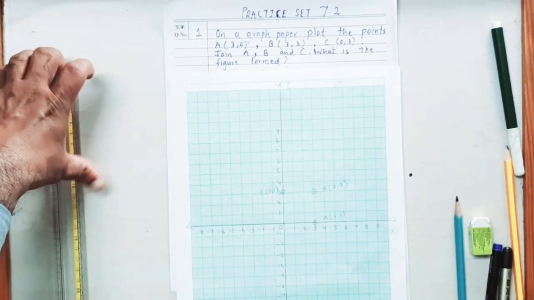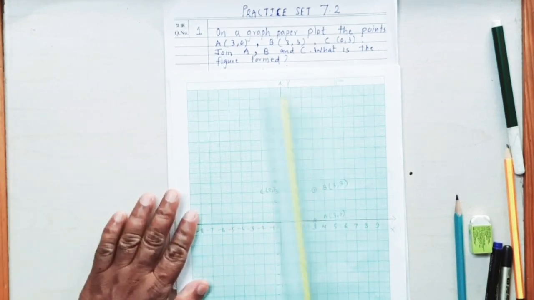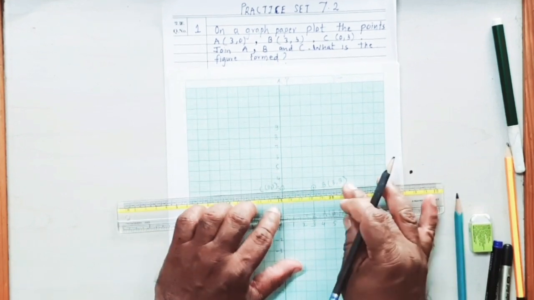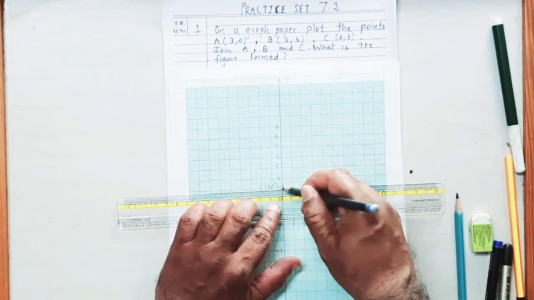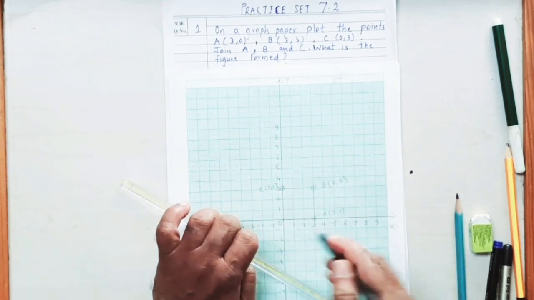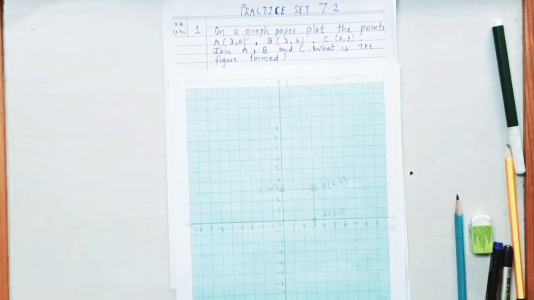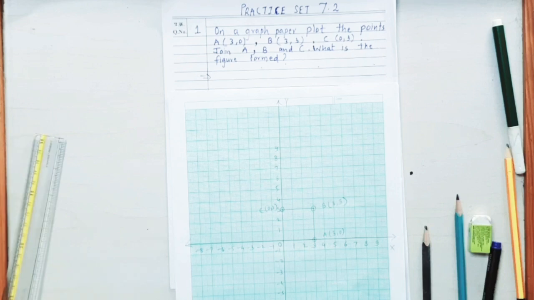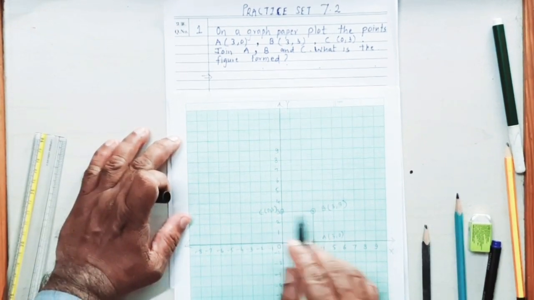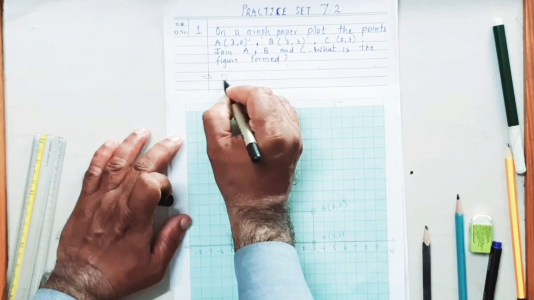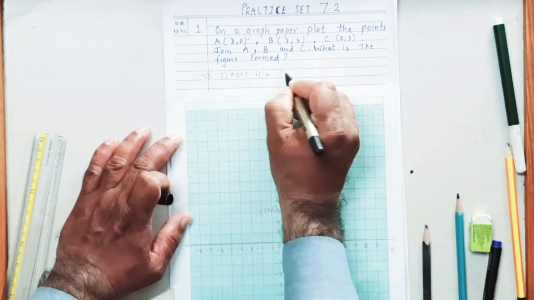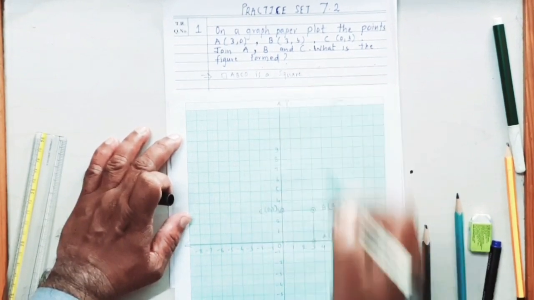So now join the points with the help of a scale, A, B, C. So here A, B, C are joined. Now if you observe the figure, all sides of this figure are 3 units. So all sides are equal. So the figure formed is a quadrilateral, here quadrilateral A, B, C, O. A, B, C, O is a square. All sides are equal. A, B, C, O is a square.